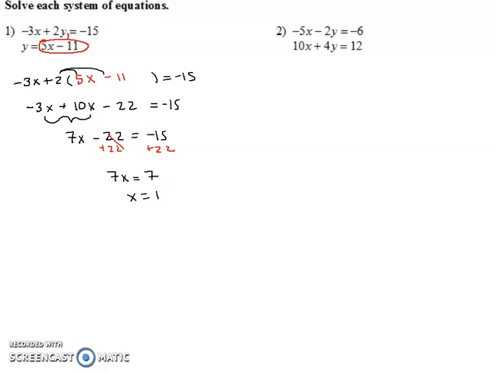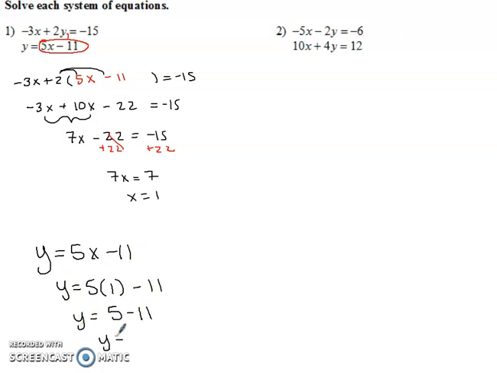So this system does have a solution. I know that x is 1, so I need to go back and find my y value. So I'll use that second equation just because it's the easiest one to solve for y in. I know that y is equal to 5x minus 11. If x is equal to 1, then y is going to equal 5 minus 11. So y is equal to -6, which means that my solution is the coordinate (1, -6). So my lines intersect at the point (1, -6).